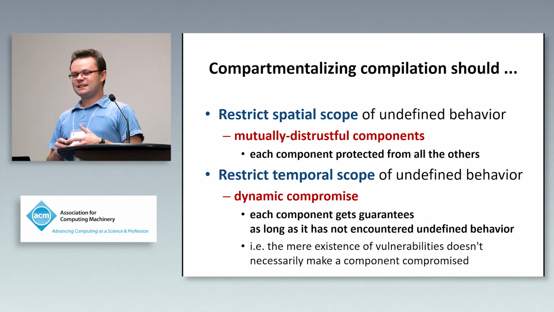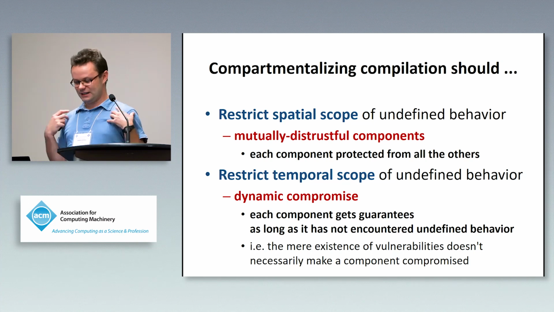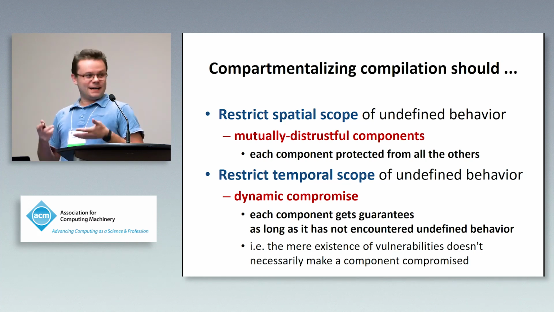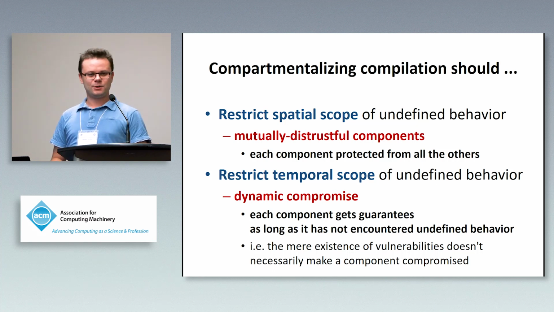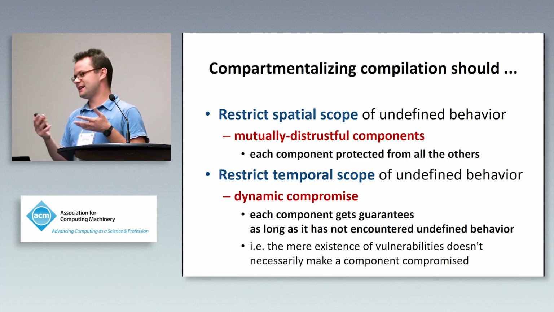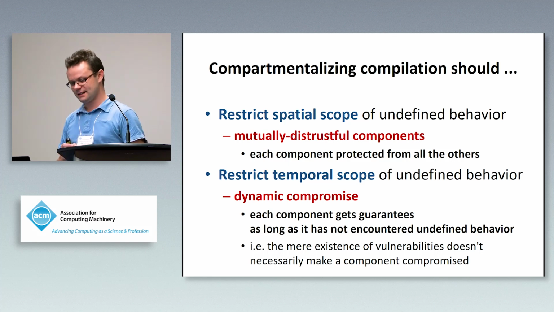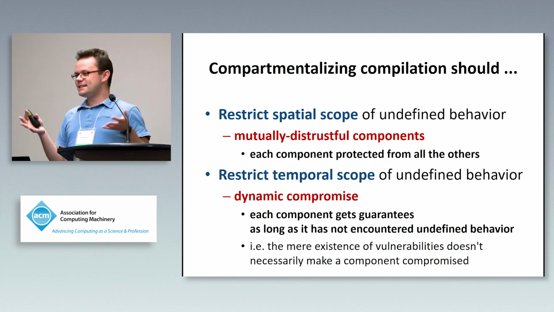So it's not just about, well, does the component have a vulnerability, therefore it's compromised. It's more like, unless these vulnerabilities are actually exploited, and up to the point at which they are actually exploited, you still expect to get guarantees for these components. So this is the model of dynamic compromise we want to support, and actually are the first to support in this definition. And this requires restricting the temporal scope of undefined behavior.